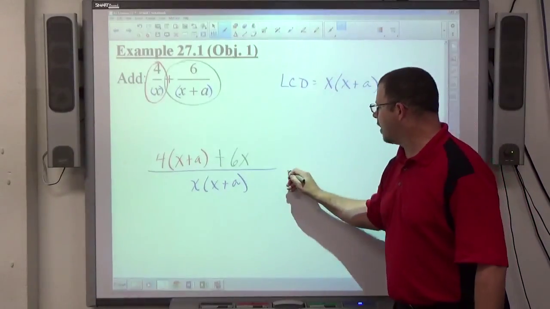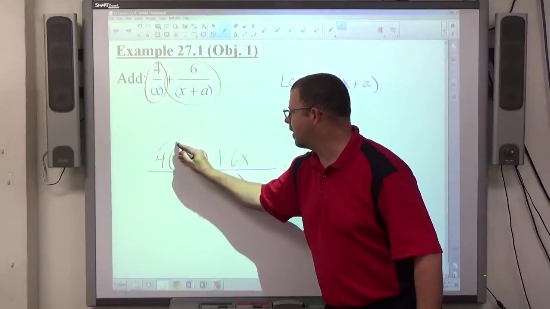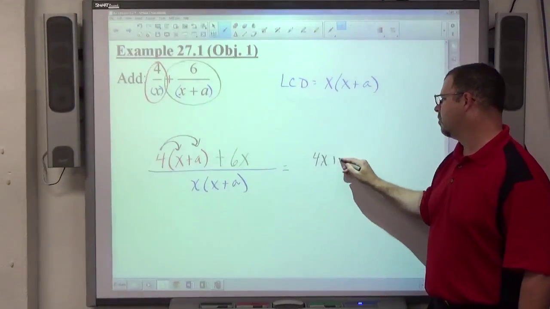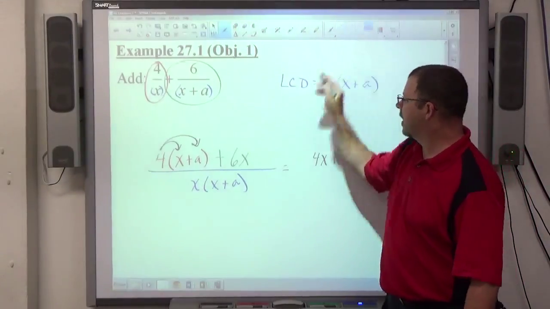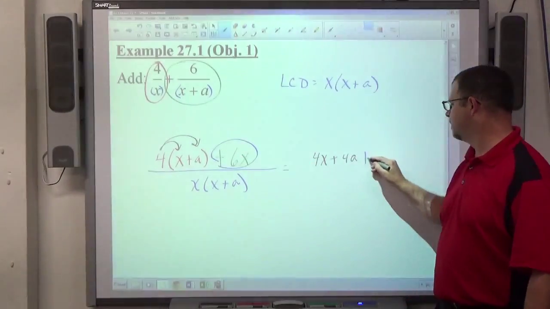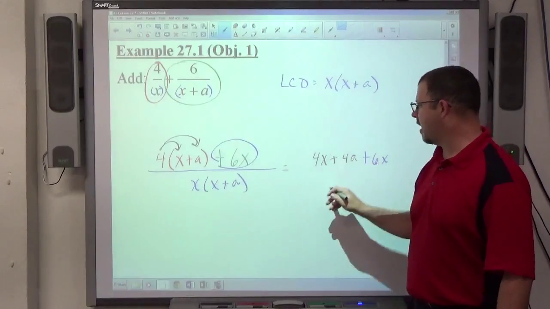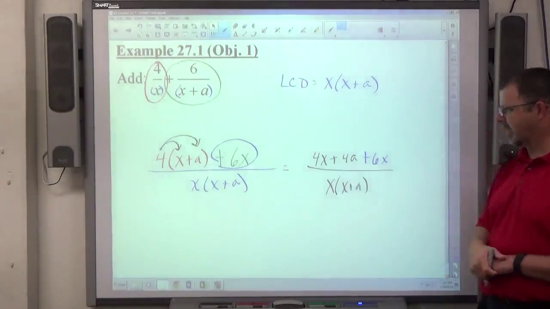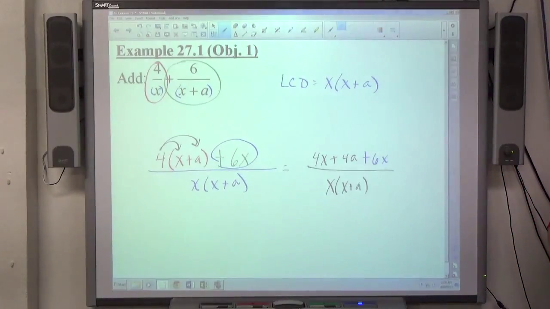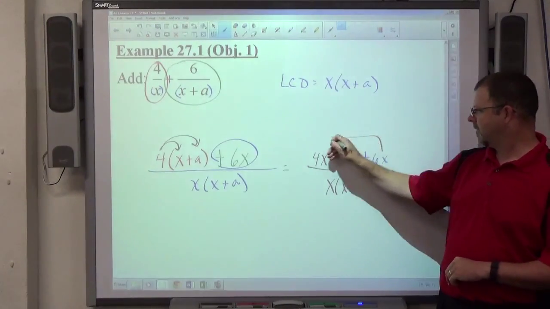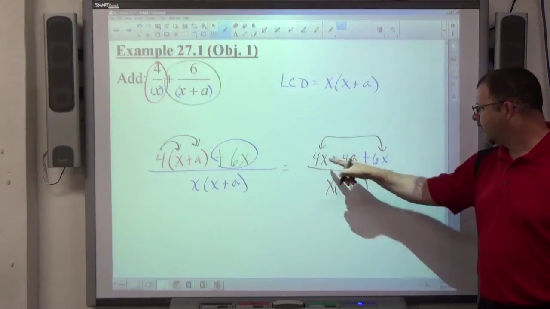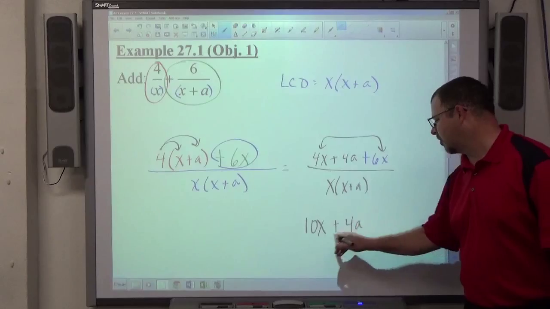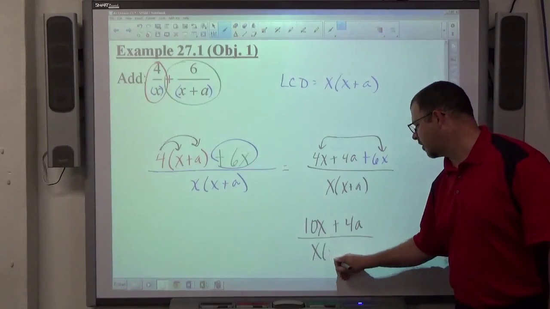So, what's left to do? 4 times x plus a, we multiply 4 times both objects. That gives me 4x plus 4a. Then I've still got the plus 6x right here. That's all being divided by x times x plus a. Is that done? No. Why not? We have like terms. 4x plus 6x makes 10x plus 4a, which is an unlike term, all over x times x plus a.